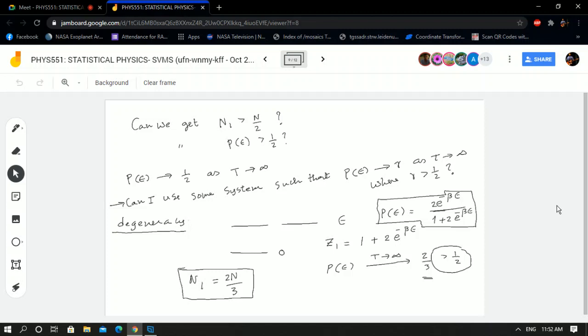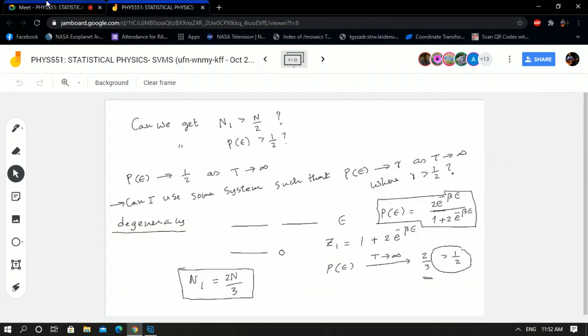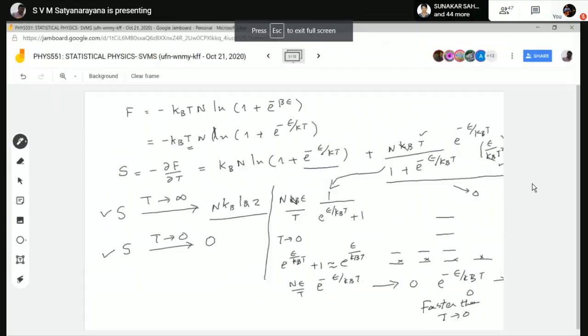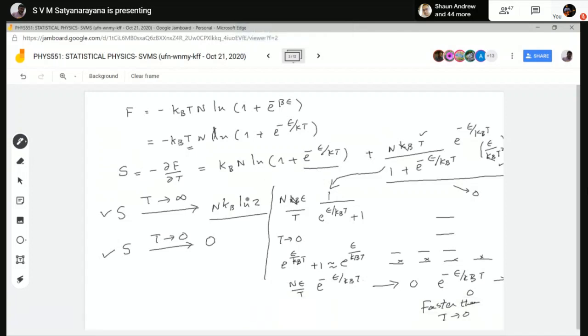Then we have found out entropy by taking this, and then we asked what is entropy as temperature tends to infinity. That is simply nk_B log 2, because both the energy levels are equally probable in that case. There are two possible states. It is exactly like a coin toss, head or tail. And as temperature goes to 0, all the particles will be in the ground state. There is only one microstate, and hence the entropy has to go to 0. So we argued that this expression that we derived here will agree with what we expect in these two limits.